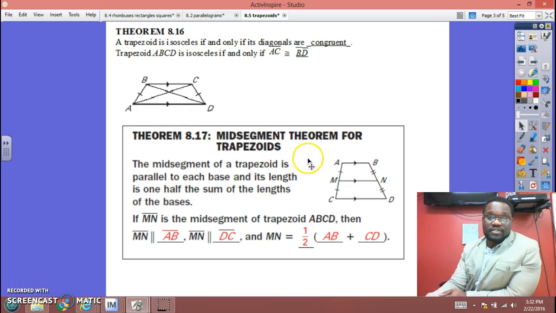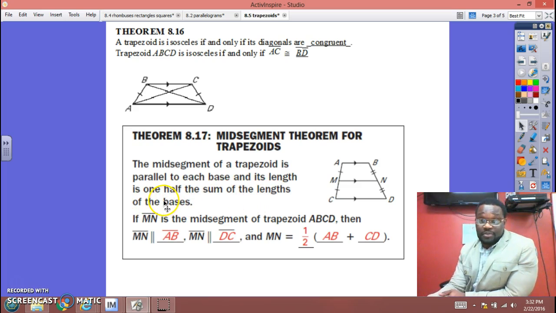Now, let's talk about the midsegment theorem. The midsegment of a trapezoid is parallel to each base, and its length is 1/2 of the sum of the lengths of the bases. In plain English, remember, a midsegment is the segment that connects the midpoints. So M is the midpoint of AC, N is the midpoint of BD, and the midsegment is the segment that connects those two midpoints. You can see by the marks there that that's the midsegment. Notice that it's parallel to the bases. That means that AB, MN, and CD all are parallel.